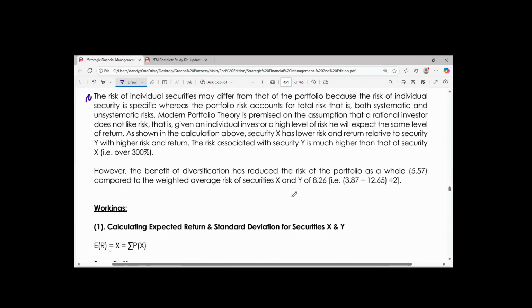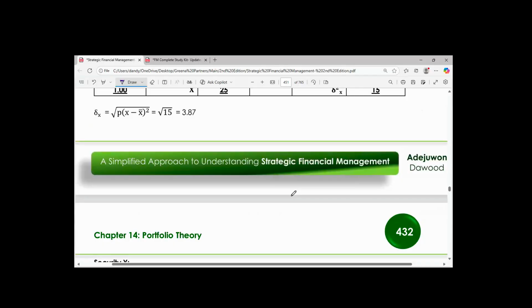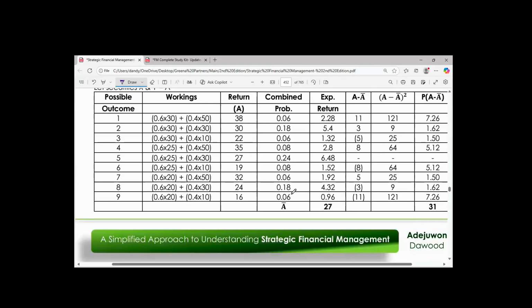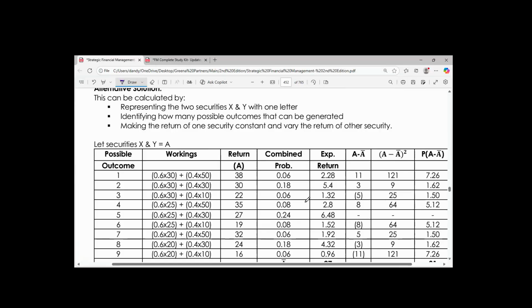So that answers number B. Okay, that answers number B. Now, okay, let's do it this way.